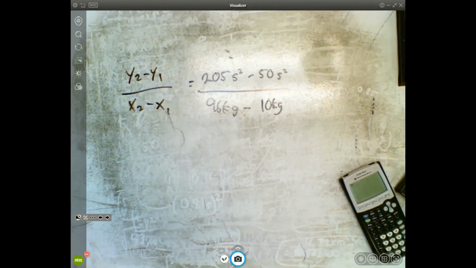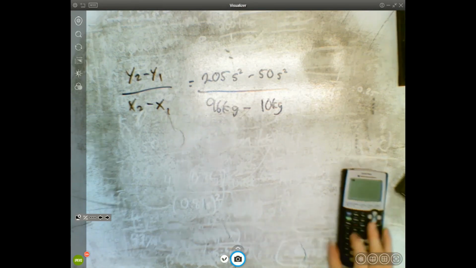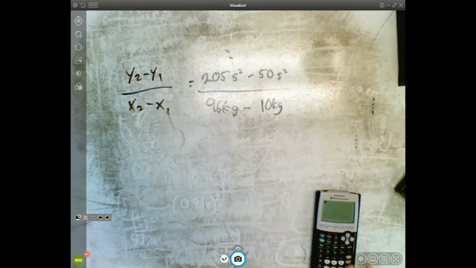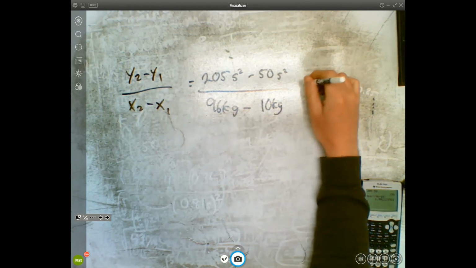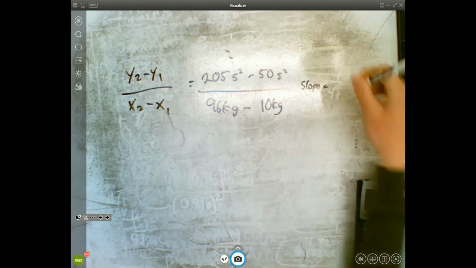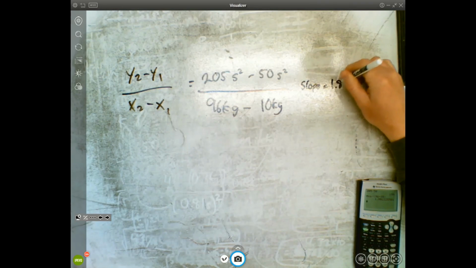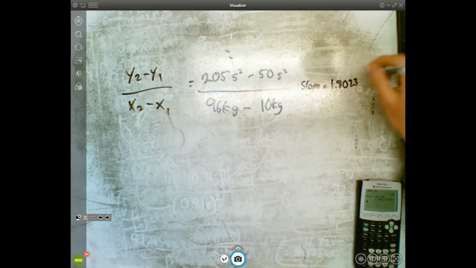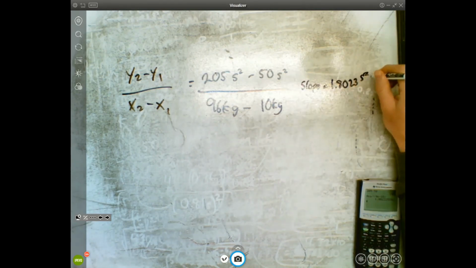Okay, so we can find our slope. So 205 minus 50 divided by 96 minus 10. So our slope is equal to 1.8023, and our units would be seconds squared per kilogram.